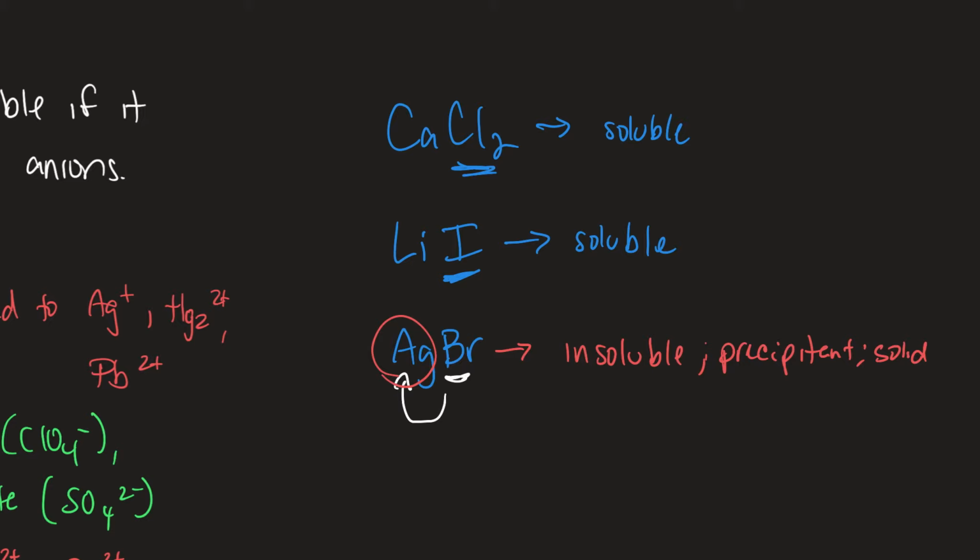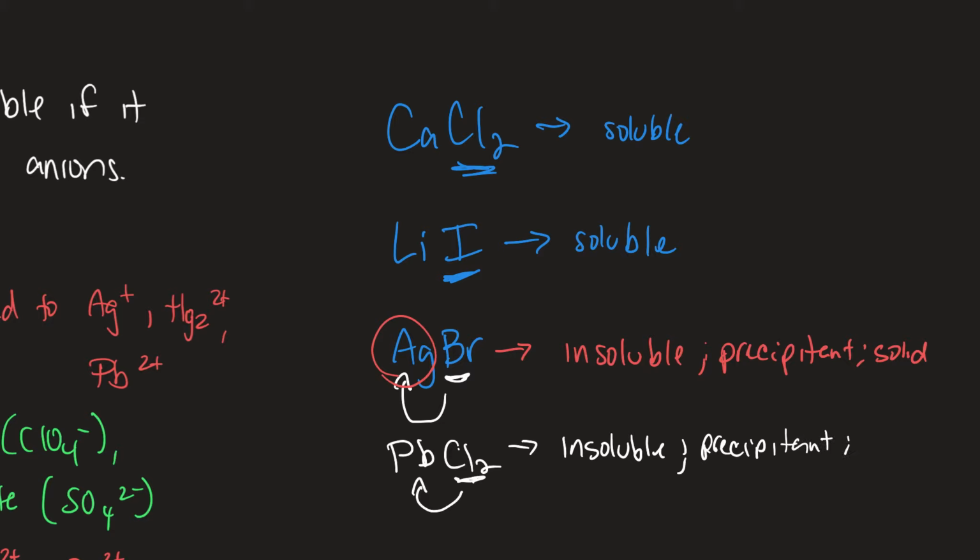Another example, if you have PbCl2, here's our halide, but the halide is bonded to a lead. This is lead plus 2, and we know that lead plus 2 is just one of the exceptions. So it's going to be insoluble. It's going to precipitate. We're going to have a precipitate in this case, a solid in this chemical reaction. You will find a solid form within the solution.